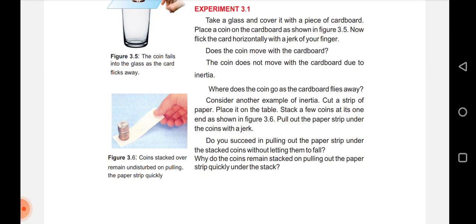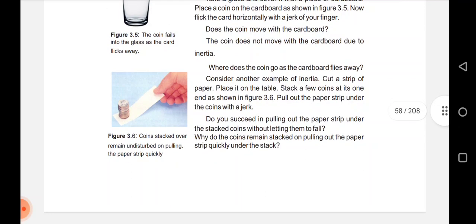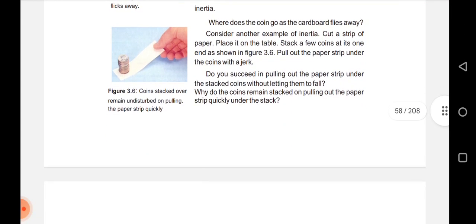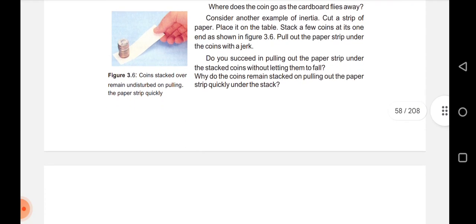Consider another example of inertia. Cut a strip of paper, place it on the table, and stack a few coins at its one end as shown in figure 3.6. Pull out the paper strip from under the coins with a jerk. Do you succeed in pulling out the paper strip from under the stacked coins without letting them fall?